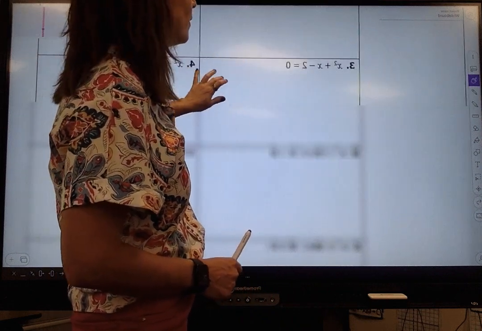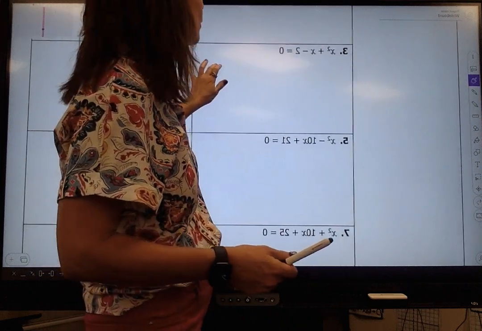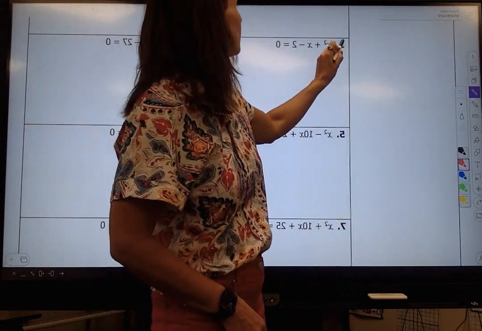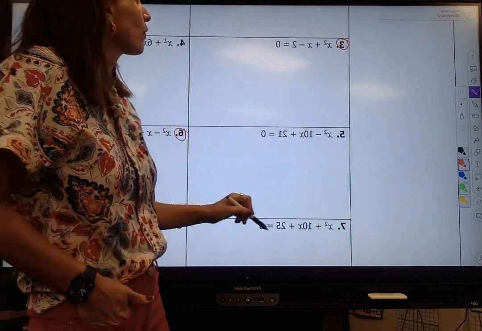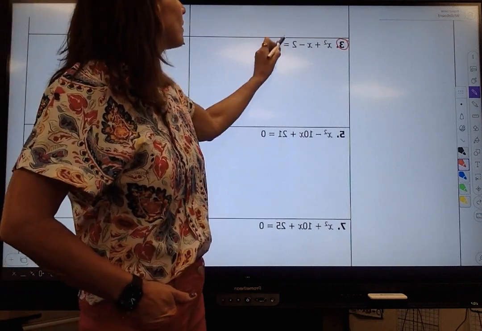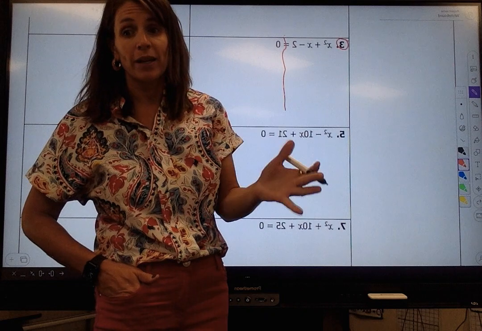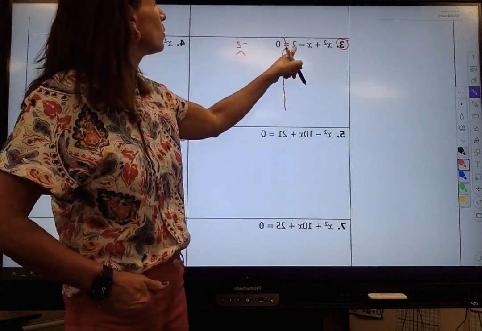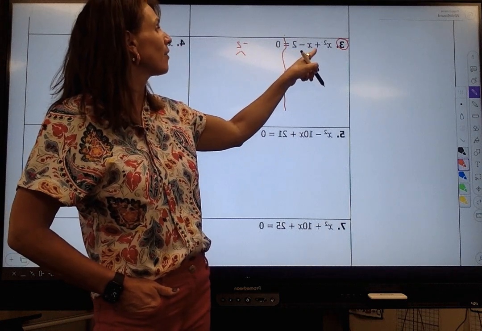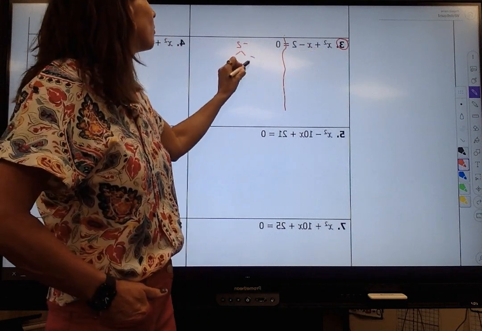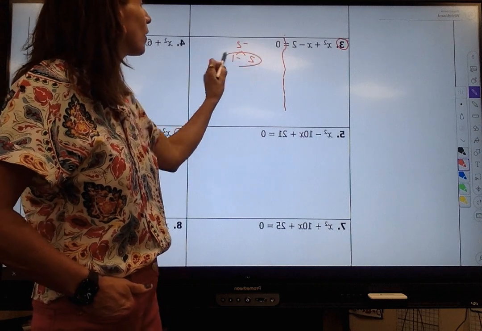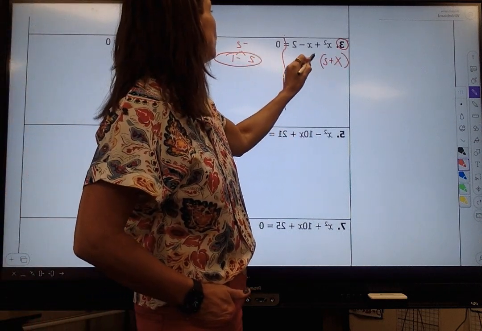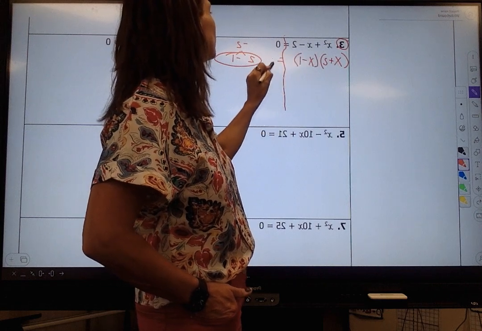Let's jump down to, and these are all basic trinomials, so they're fairly easy. All right, let's do 3 and 6, just to refresh your memory. So over here, it's already set equal to 0 for me. Awesome. My magic number is -2. What two numbers multiply together to give me -2 and add together to give me +1? That would be 2 and -1. Those are the only ones that can do that. So now my factors are x plus 2 and x minus 1.